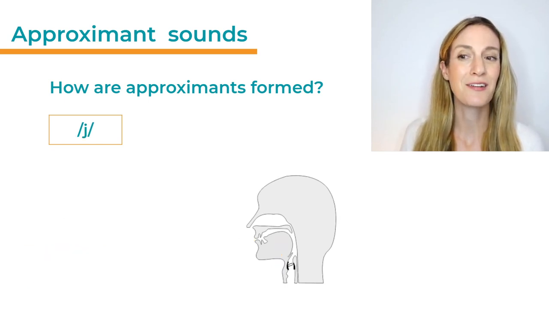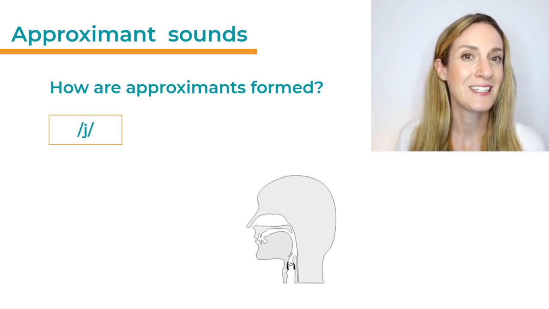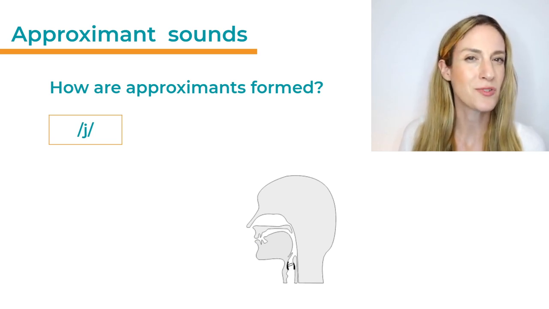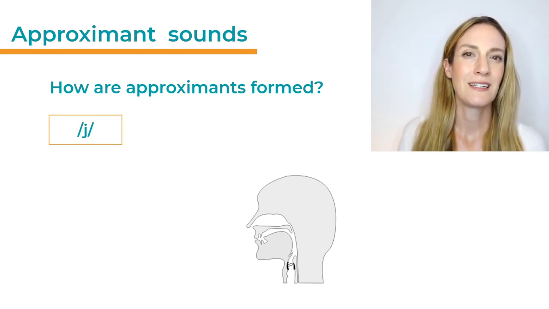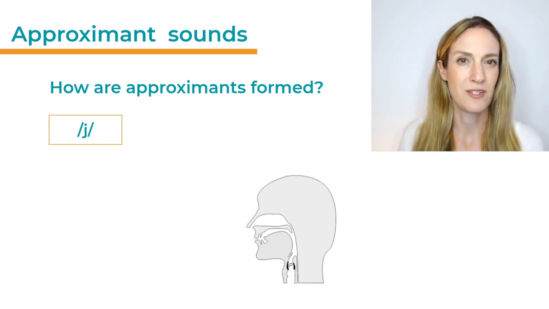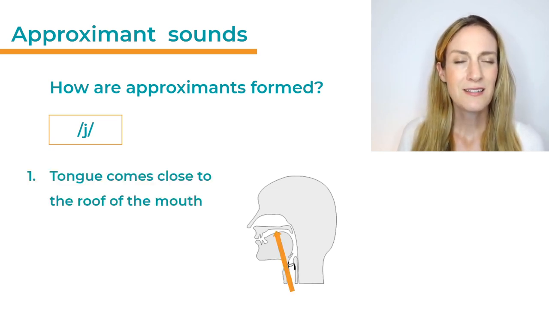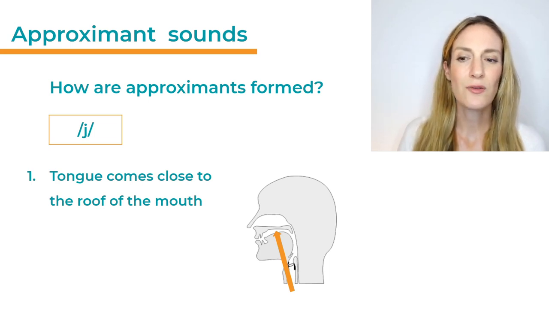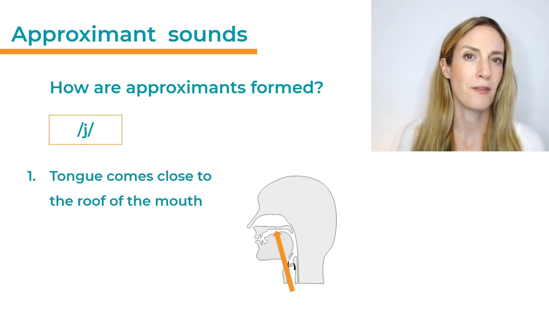Let's have a look at our next approximant, Y. Remember, another one that was also called a semi-vowel. Now, how is Y formed? Y is formed because the tongue comes close to the roof of the mouth.